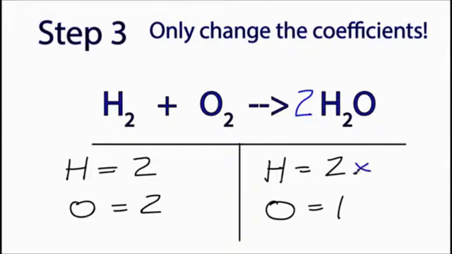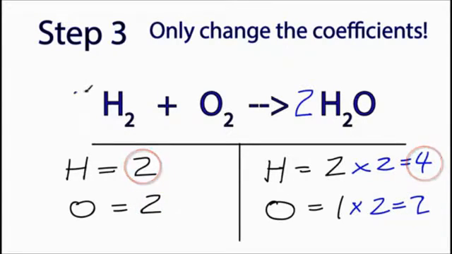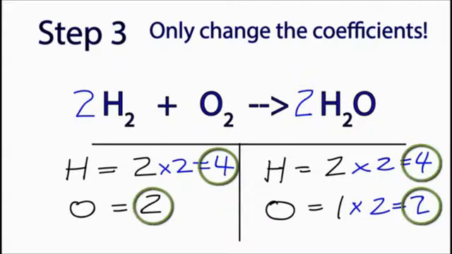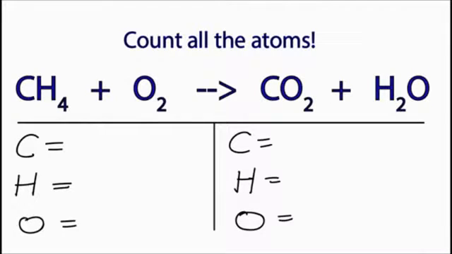So 2 times 2, that gives me 4 hydrogens, but 2 times the 1, that'll give me 2 oxygens. So my oxygens are balanced now, but my hydrogens are messed up. What I can do over here is put a 2 in front of hydrogen, and now 2 times 2, that'll give me 4. And now the atoms on each side of the equation are the same. This equation's balanced. Let's wrap up with one that sometimes gives people problems.